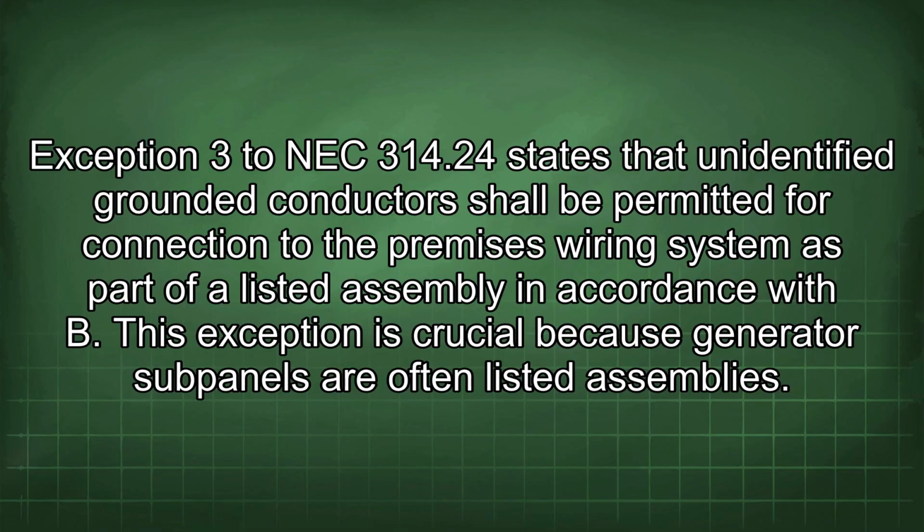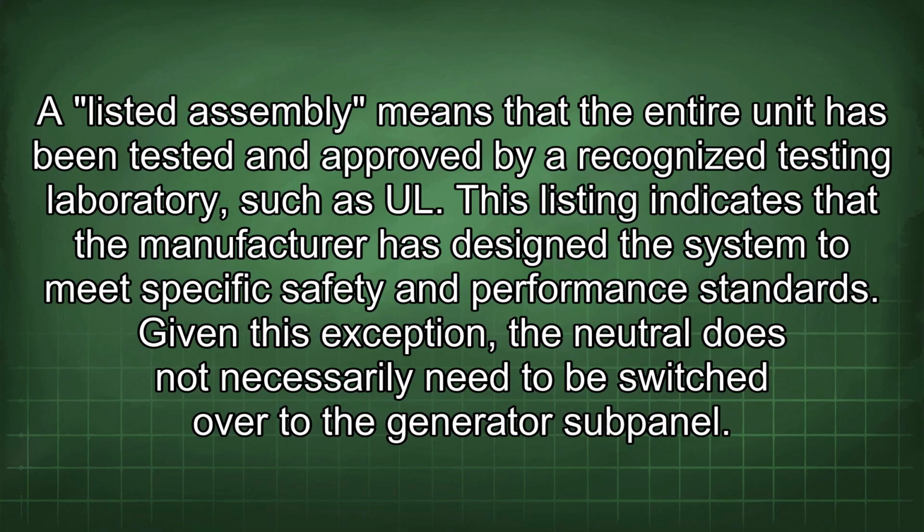This exception is crucial because generator subpanels are often listed assemblies. A listed assembly means that the entire unit has been tested and approved by a recognized testing laboratory such as UL. This listing indicates that the manufacturer has designed the system to meet specific safety and performance standards. Given this exception, the neutral does not necessarily need to be switched over to the generator subpanel.